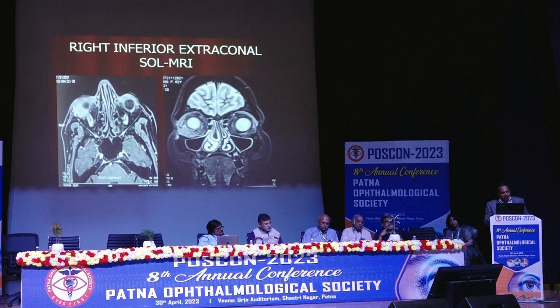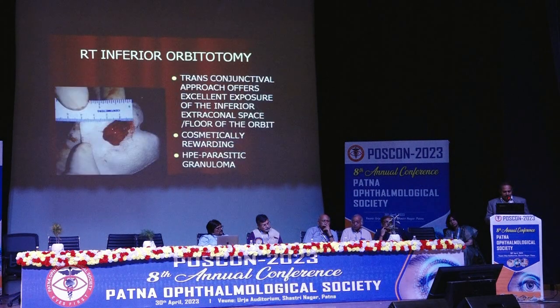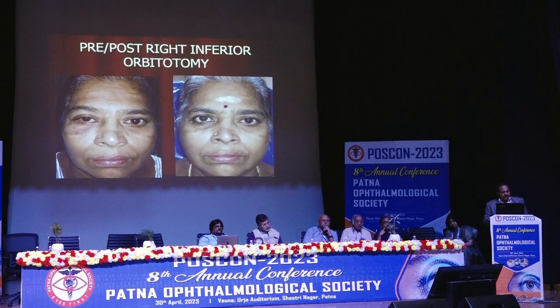And extraconal space occupying lesions, especially involving the floor, again, as I told, can be approached transconjunctivally, like this lady here who had an ill-defined mass in the inferonasal orbit. And that was again removed transconjunctivally. The transconjunctival approach offers excellent exposure of the inferior extraconal space of the floor of the orbit. It's also cosmetically rewarding. And the HP in this case was a parasitic granuloma. And that's the lady's pre and post-op after right inferior orbitotomy, transconjunctival.